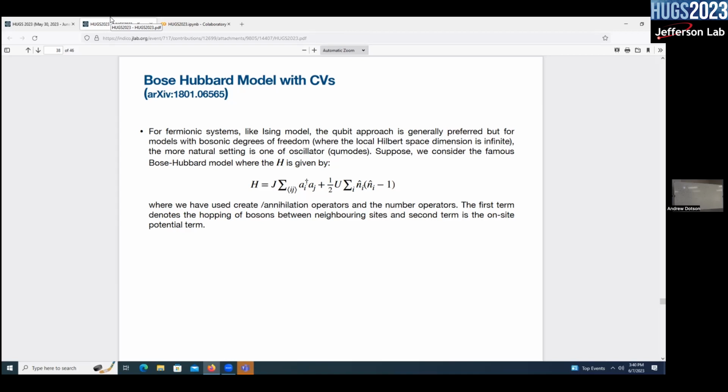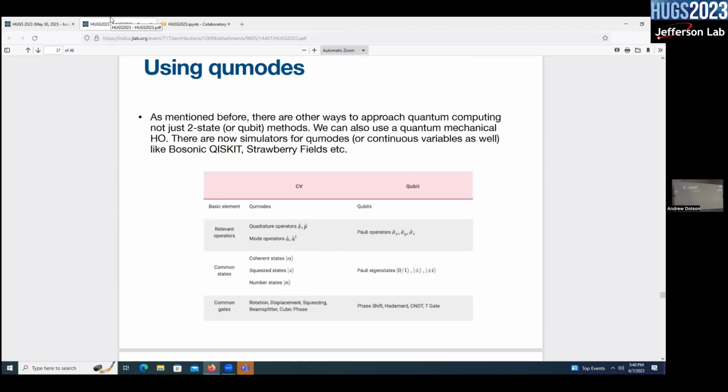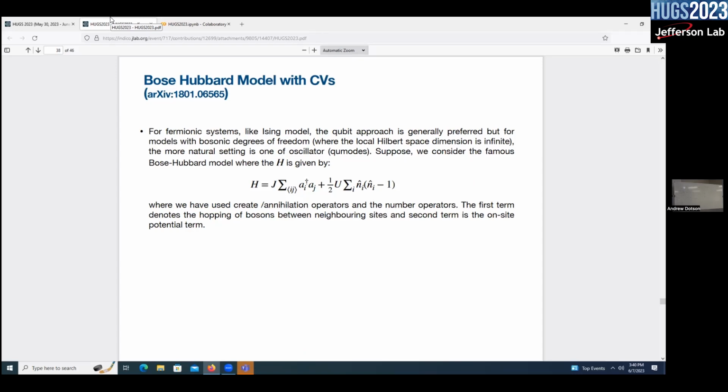All of them can condense to one site, like Bose-Einstein condensation, or they can do weird things. So, for example, when we are dealing with systems which have bosons, like the Bose-Hubbard model, or systems with continuous symmetry, like the O(3) model, it might be more natural to think of them in terms of continuous variables. Maybe a two-state system is good enough, but continuous variables may be a better way to think because it's more natural, given the infinite dimensional Hilbert spaces. That's why people started looking at Bose-Hubbard models with continuous variables.